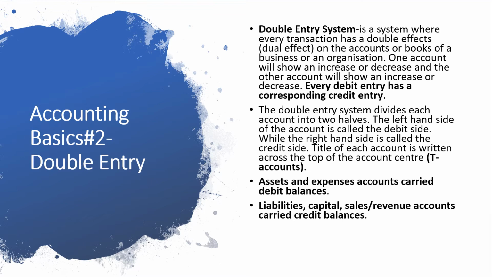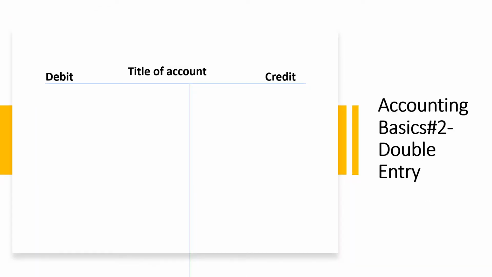The title of each account is written across the top of the account, in the center, in T accounts. Assets and expenses accounts carry debit balances. Liabilities, capital, and sales or revenue accounts carry credit balances. So here is a T account. Left-hand side, debit; center of account, title of account; right-hand side, credit.